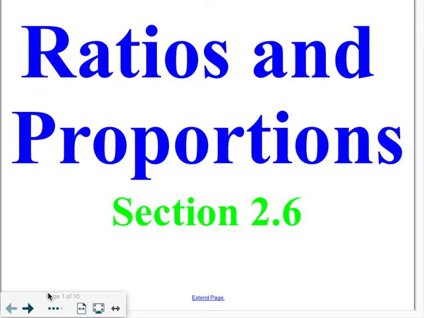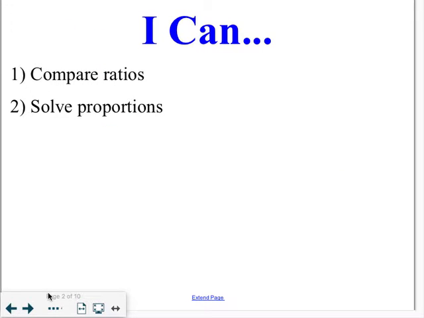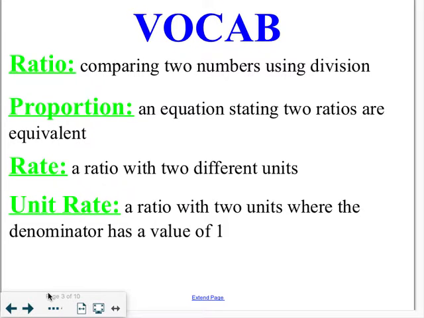Hello class, today we're going to talk about section 2.6, which is all about ratios and proportion. At the end of today's lesson, you will be able to compare ratios to decide if they are equivalent and solve proportions.